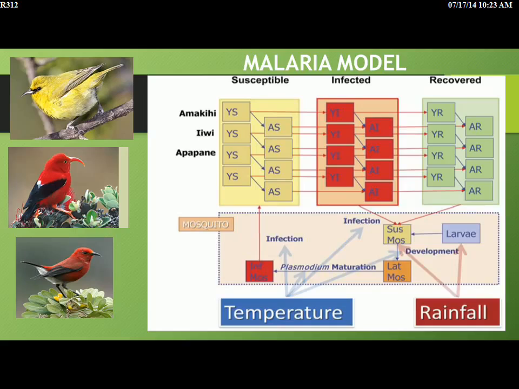The key thing for climate is that temperature affects lots of components of the system. It affects the mosquito development cycle. It affects the plasmodium maturation rate. It affects the actual infection rate. And also rainfall has some implications too, both on adult mosquitoes and on larval mosquitoes as well. So that's the key link, I think, between climate change and the model. And again, this is a model. We think it's a pretty good one, but obviously it's going to have limitations.